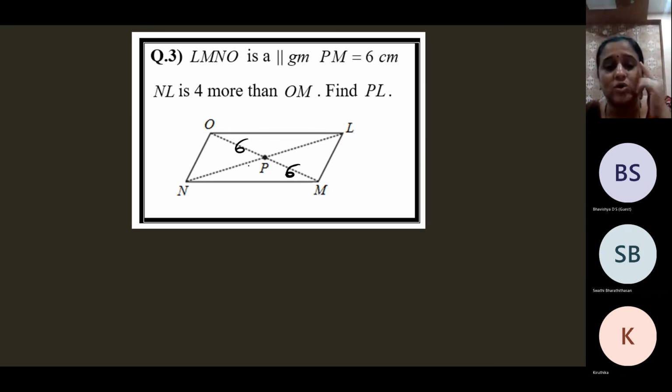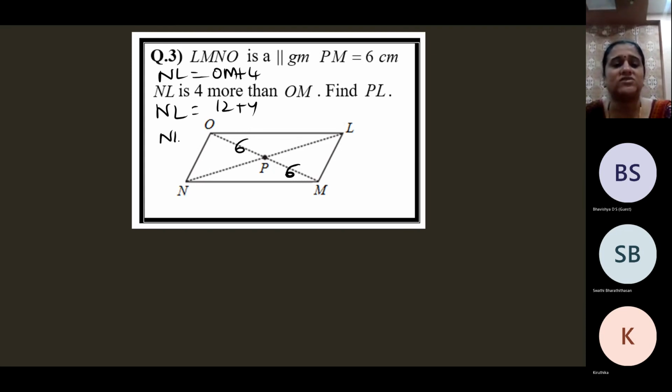So immediately your mind says, okay, OM is 12. When you read this, OM is 12, that is the length of the diagonal is 12. Then here NL is 4 more than OM. You should write this down. NL is equal to OM, which is 12, plus 4. So NL is equal to 16 you get.